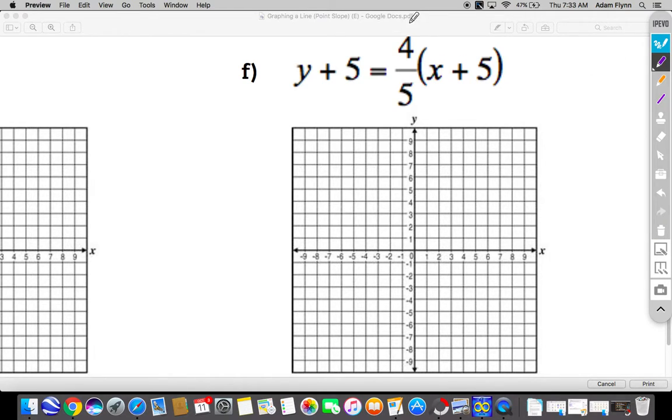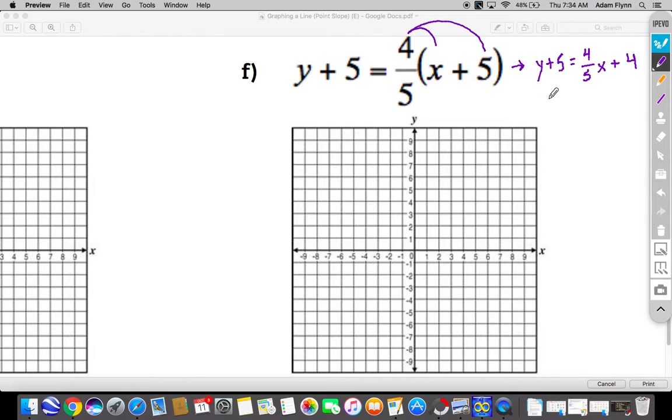Okay, so I have y plus 5 equals 4 over 5 times x plus 5. So I've got parentheses this time, so I know I need to distribute. So that'll leave me with y plus 5 equals 4 over 5x, and 4 times 5 is 20. 20 divided by 5 is going to be a positive 4.